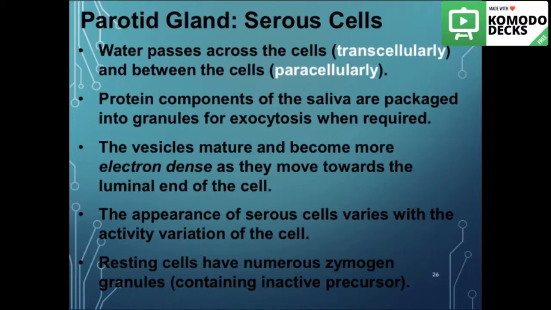The vesicles become more electron dense as they move towards the luminal end of the cell, meaning darker under the electron microscope. The appearance varies with the activity of the cell, meaning the granular appearance, and the resting cells have numerous what are called zymogen granules. Zymogen is a term for inactive enzymes or inactive proteins which are inside the granules of these cells.